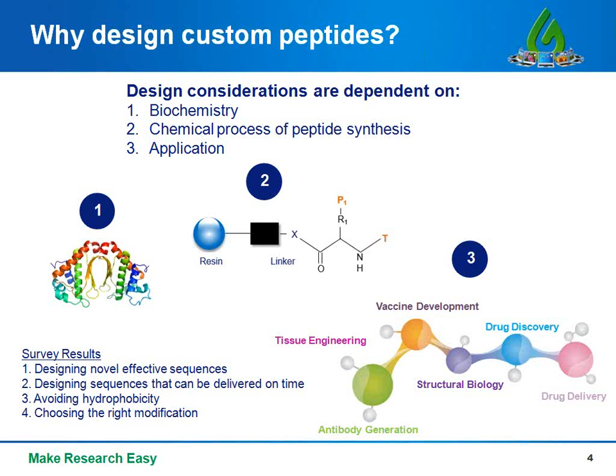Now, during your registration for this webinar, you had to answer a survey question, and that question asked, what is your biggest concern when designing custom peptides? And the top 3 answers were, number 1, designing novel, effective sequences. Number 2, avoiding hydrophobicity. And number 3, designing peptides that can be delivered on time.